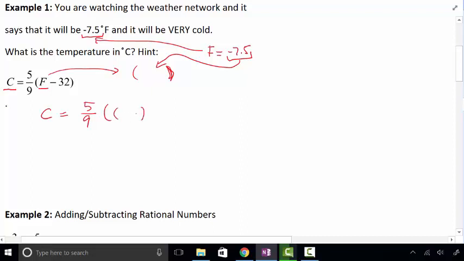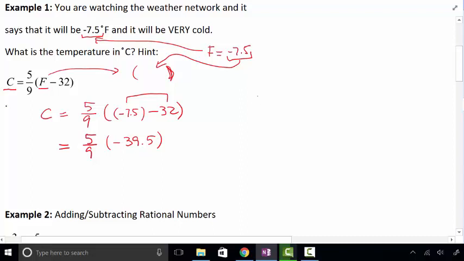So instead of F, inside here I'm going to put the value, which is negative 7.5 minus 32. Now, did I need brackets there in this case? No, I did not. But sometimes you do, so you do have to be careful. Now here, what we're going to do is 5/9, and then I have to do brackets. I do have to follow BEDMAS, so I do these two first, and when I add those two, I get negative 39.5.